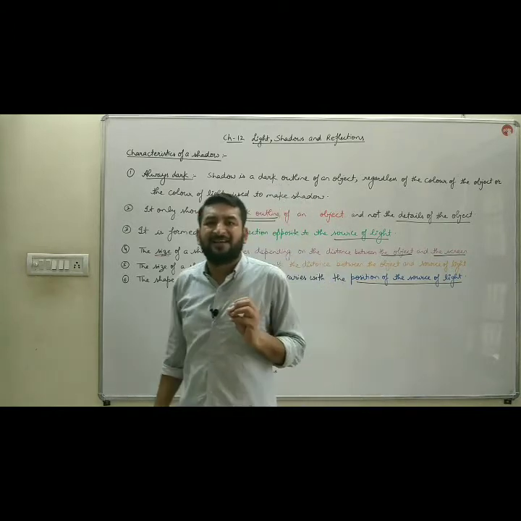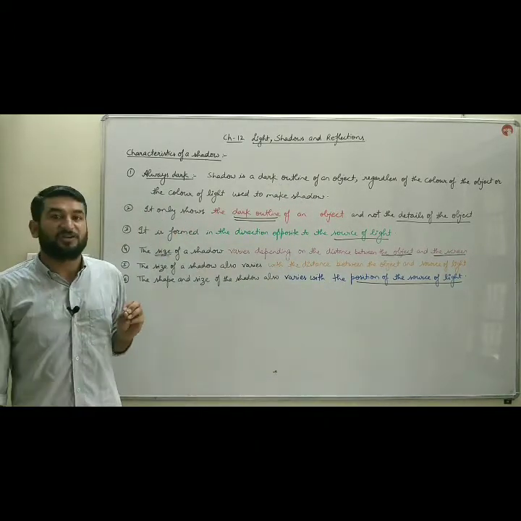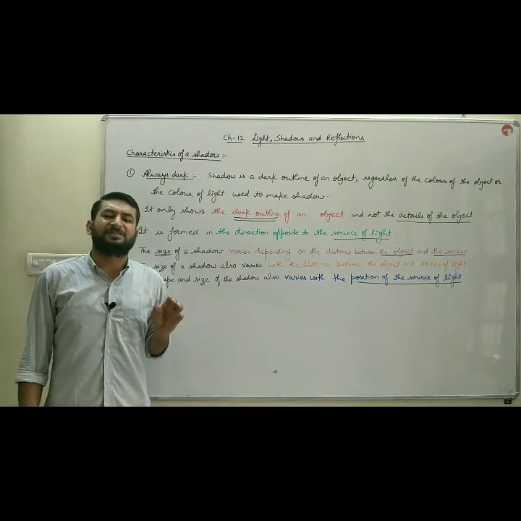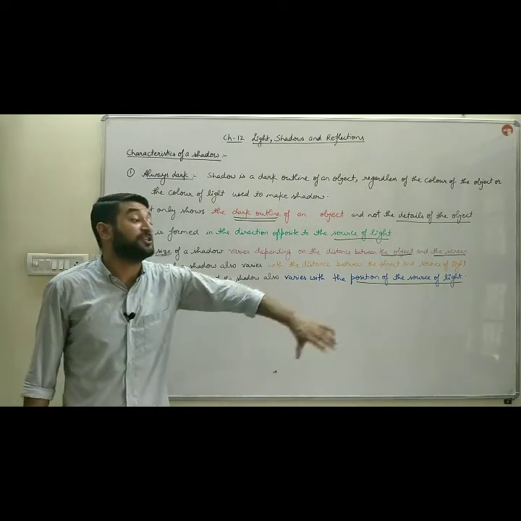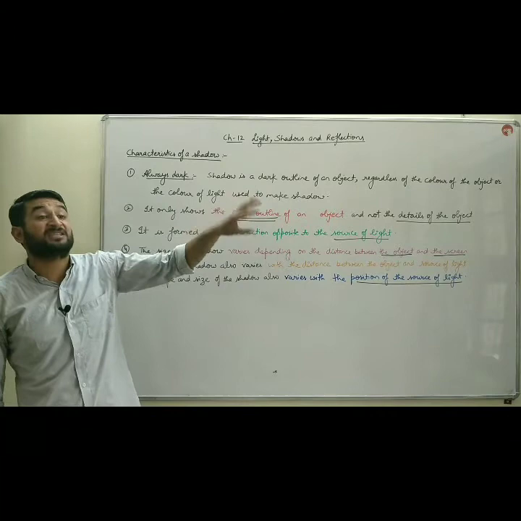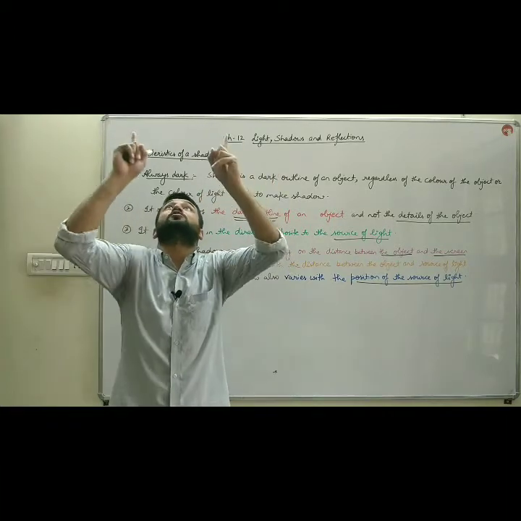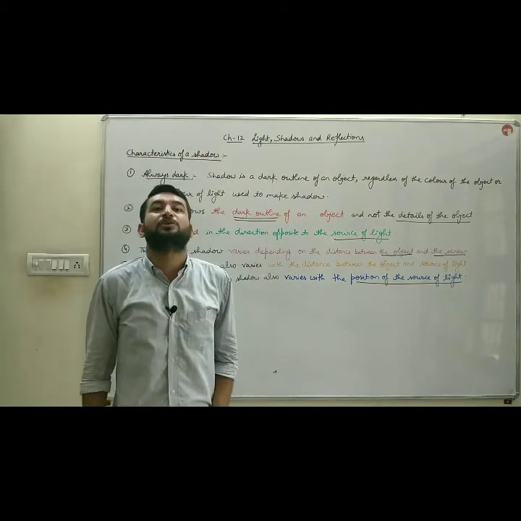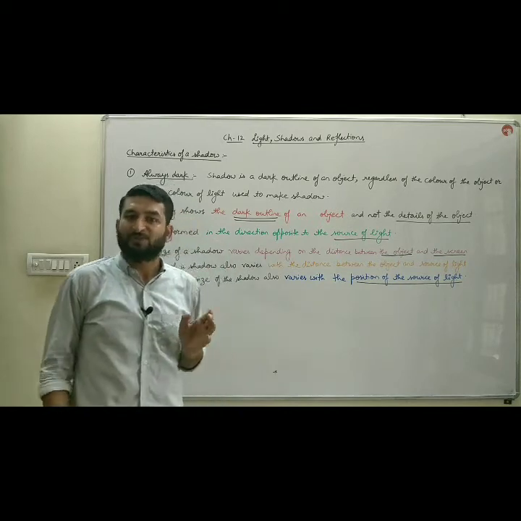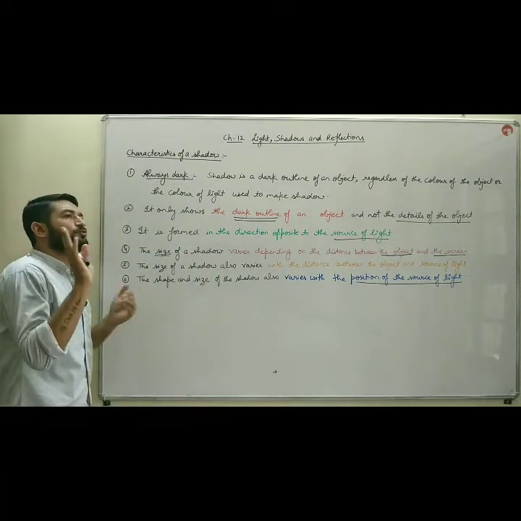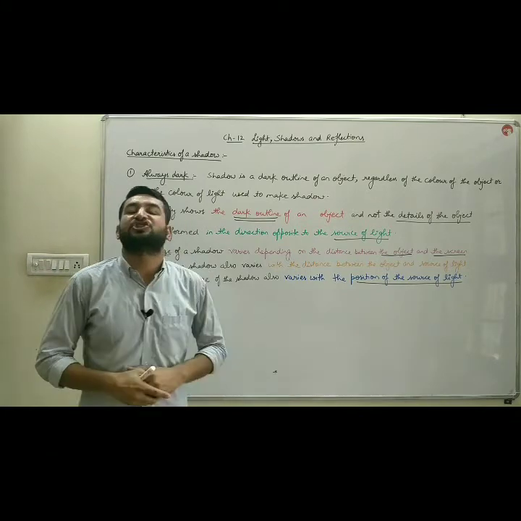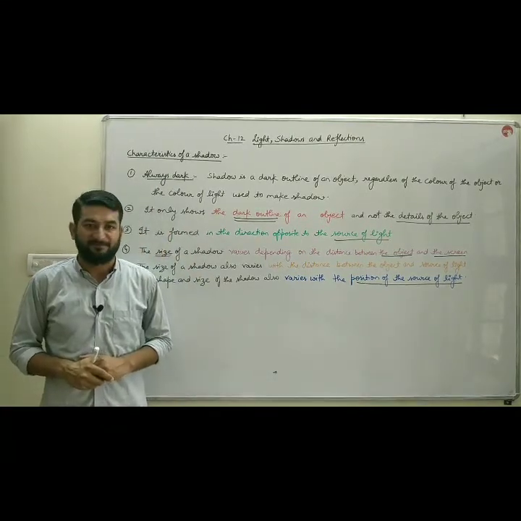You can check this when the sun rises or sun sets. You'll observe when sun rises, then the length of the shadow is maximum. And during the afternoon, when the sun is overhead, the size of the shadow is the smallest. So, with the position of the source of light, the size and the shape of the shadow varies.